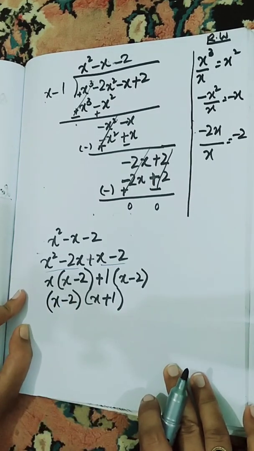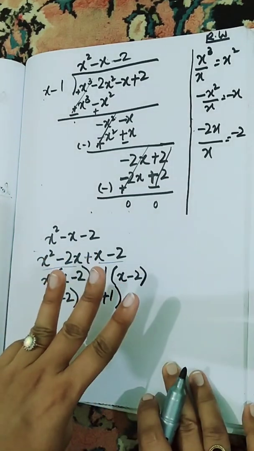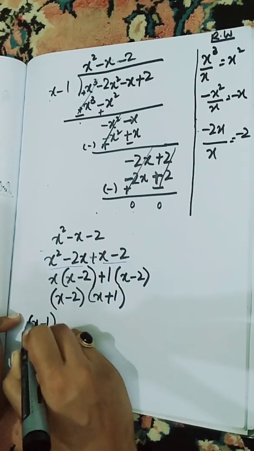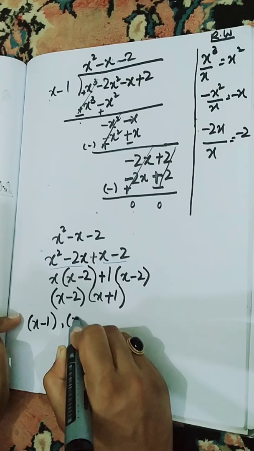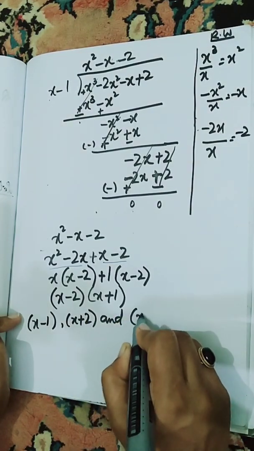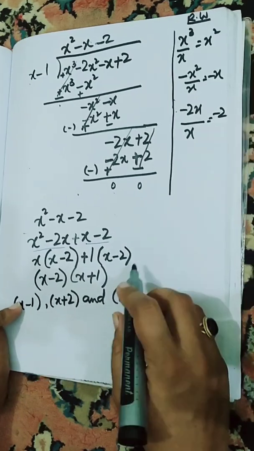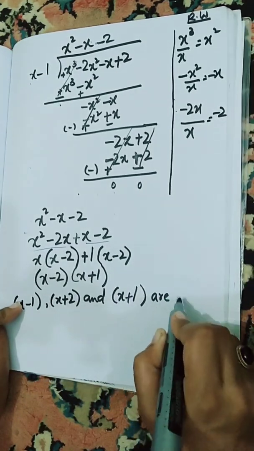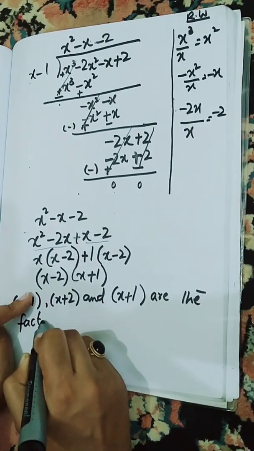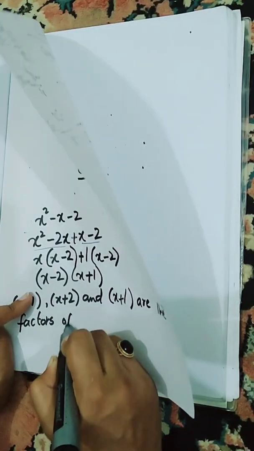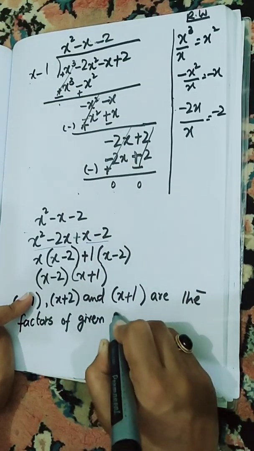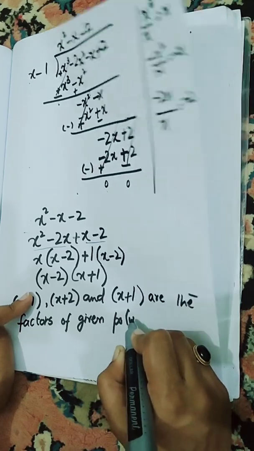What does it mean? It means that now I have all three factors of the given expression, which are x minus 1, x plus 2 and x plus 1. These are the factors of the given polynomial. This is our answer.